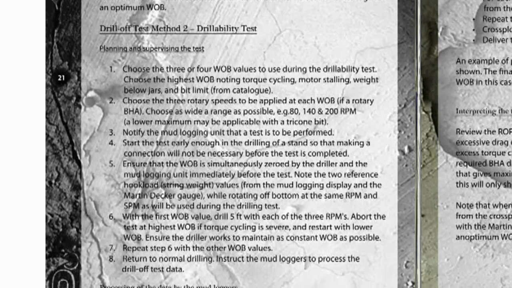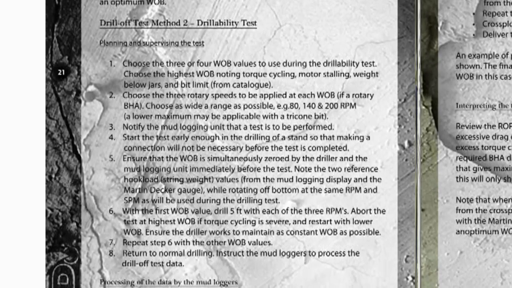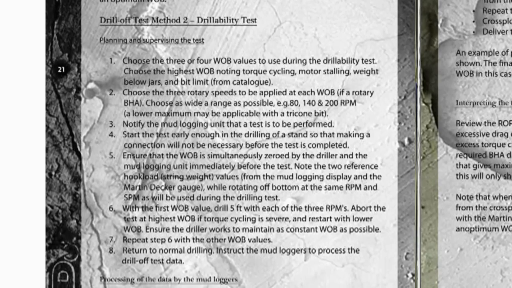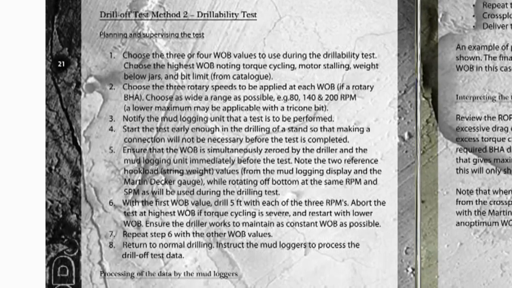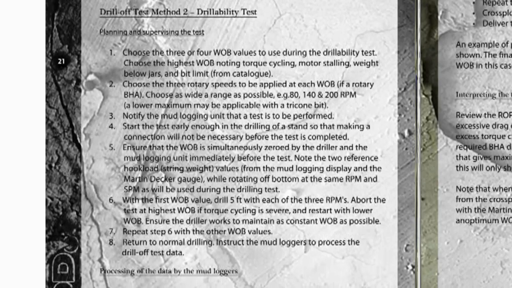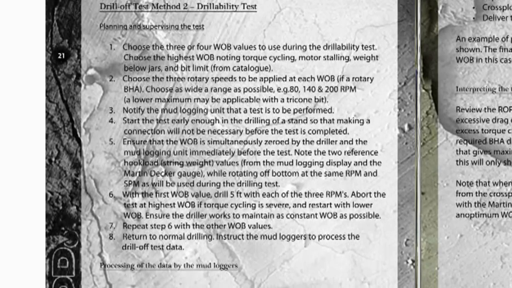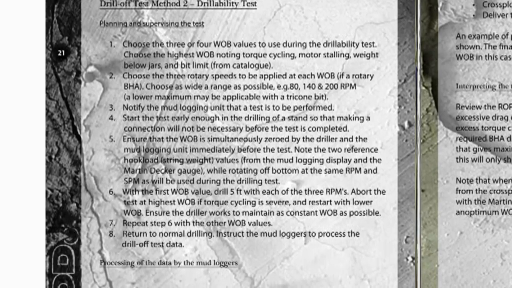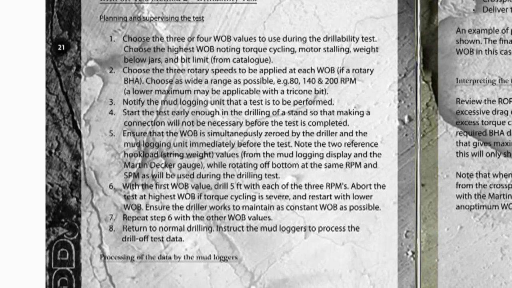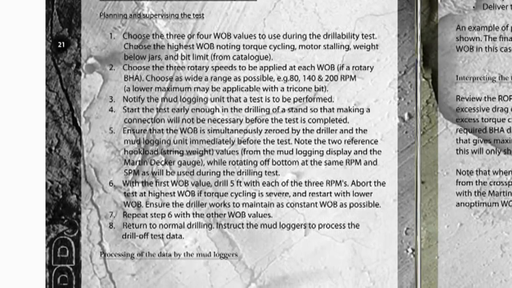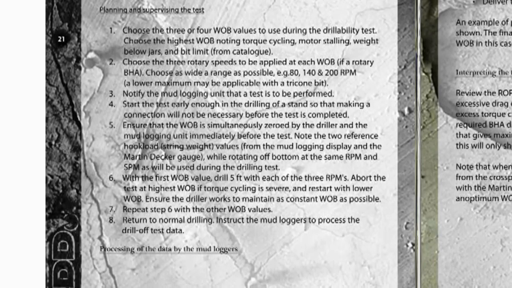6. With the first WOB value, drill 5 feet with each of the 3 RPMs. Abort the test at highest WOB if torque cycling is severe, and restart with lower WOB. Ensure the driller works to maintain as constant WOB as possible. 7. Repeat step 6 with the other WOB values. 8. Return to normal drilling. Instruct the mudloggers to process the drill-off test data.